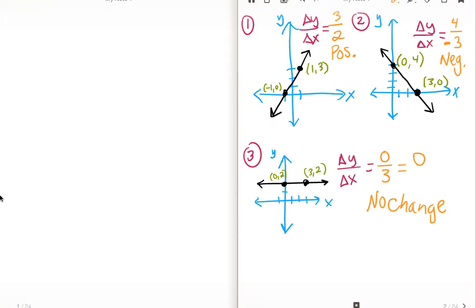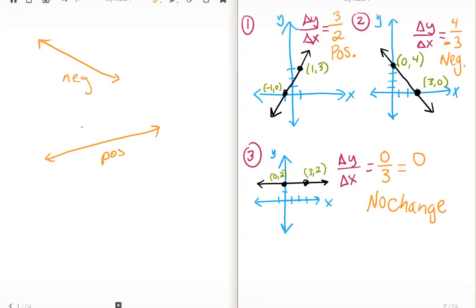So just quickly, what kind of rate of change would this line have? Decrease, which is negative. What would this one be? Positive. Well, you always read it from left to right. And then what about one that's just straight across horizontal? No change. That would be a 0 rate of change.